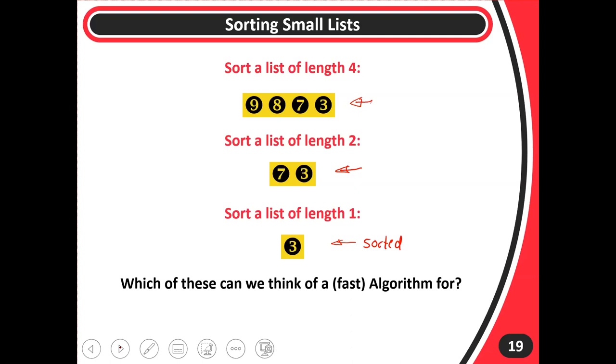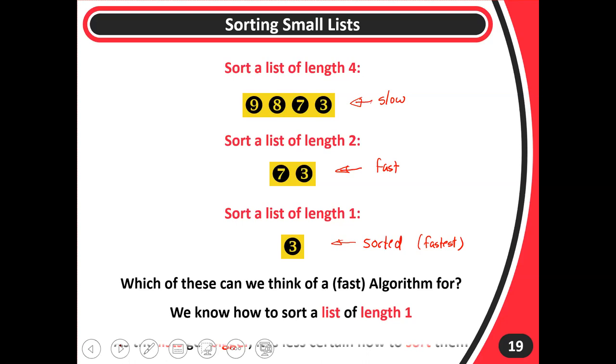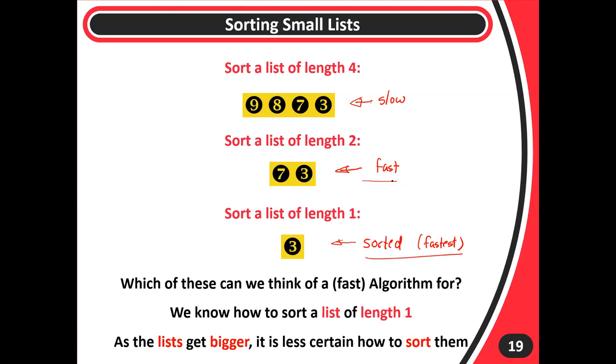They're already sorted. So which of these can we think of a fast algorithm for? Well, this one is the fastest. And this one is fast. And this one is probably kind of slow and inefficient. Right. And as the lists get bigger, it's less certain how we would sort them, right? At that point, we officially need an algorithm instead of just some quick and dirty solution like, hey, it's already sorted, or hey, I can just swap them.